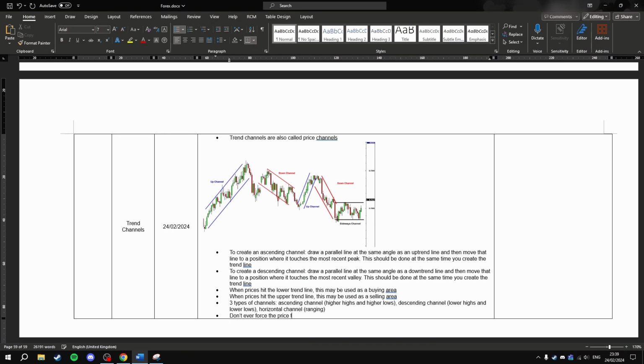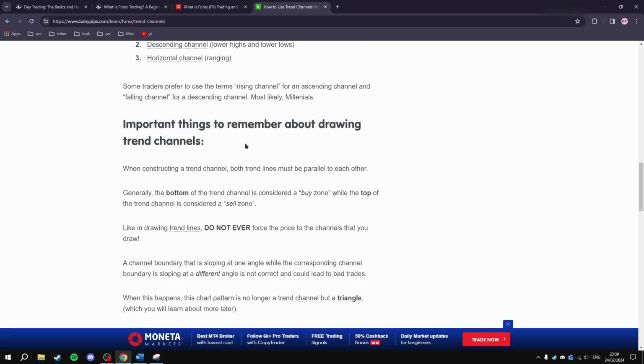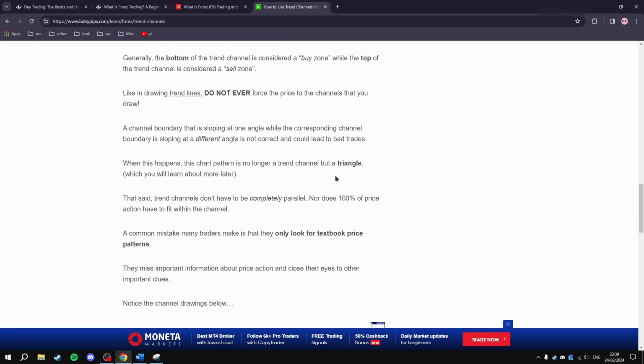Do not force the price to the channels you draw. A channel boundary that is sloping at one angle whilst the corresponding channel boundary is sloping at a different angle is not correct and could lead to bad trades.